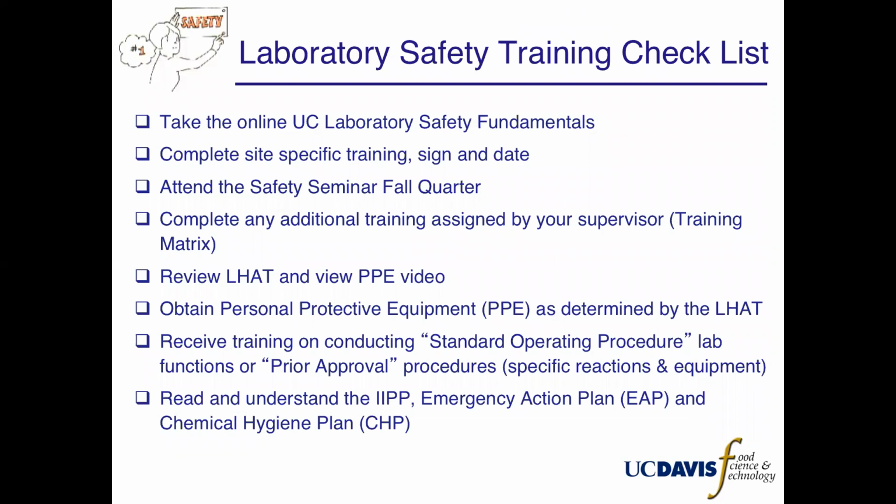Because working in the laboratory presents many various hazards, safety training must be completed prior to beginning any work in the lab. Personnel working in laboratories must complete the online UC Laboratory Safety Fundamentals, complete the site-specific training, attend this seminar, and complete any additional training as required by the lab which you will be working in. The additional training will be discussed later on. You must also review the LHAT and watch the video on how to properly use PPE, obtain the PPE required for your lab, and receive training for all laboratory standard operating procedures, including procedures that require prior approval. You must also read and understand the IPP, the Emergency Action Plan, and the Chemical Hygiene Plan.